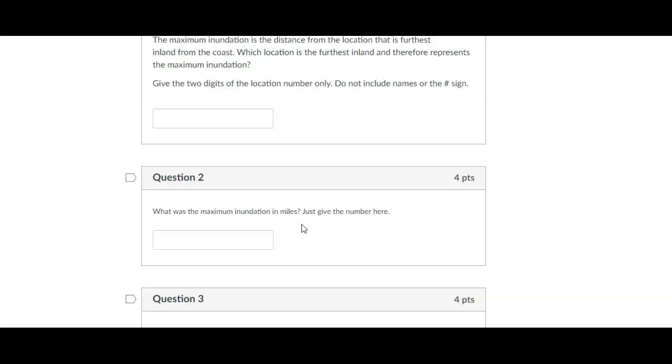So give me the 2-digit location, or in some cases it's a 1-digit. Is it number 5, number 17, number 22? So that's what I want for question 1. And then how far was it, roughly? So 4.2 miles. Okay, great. That's the answer for that.